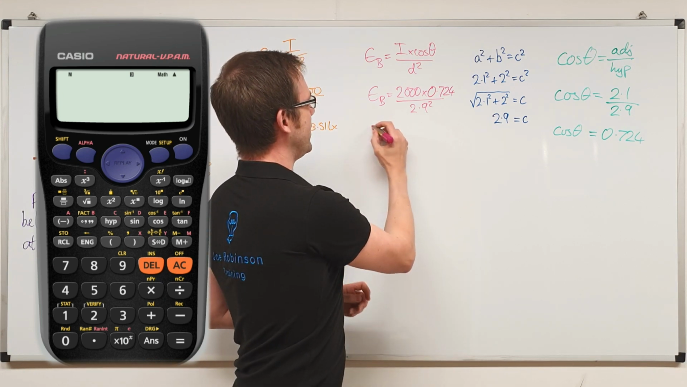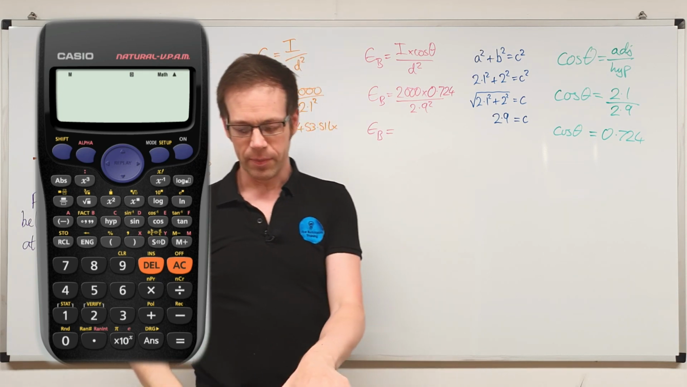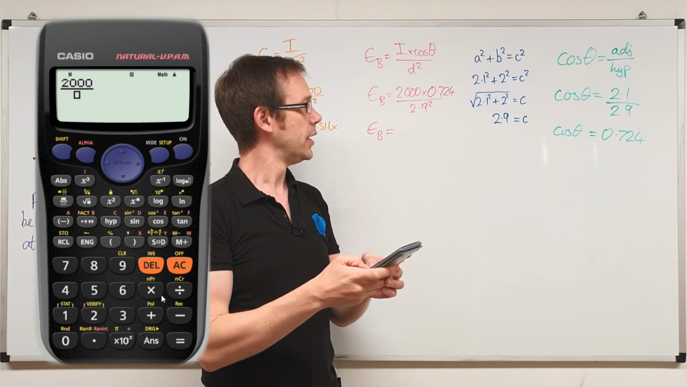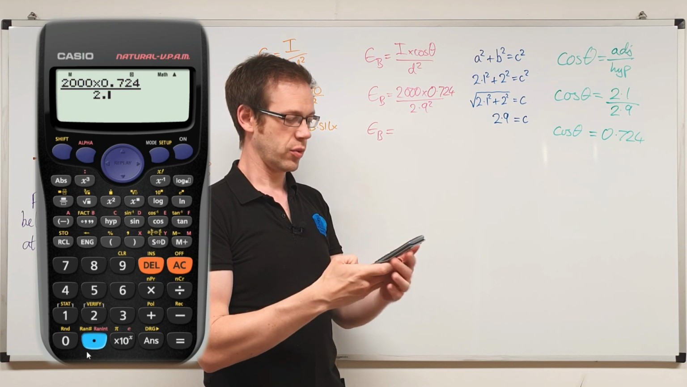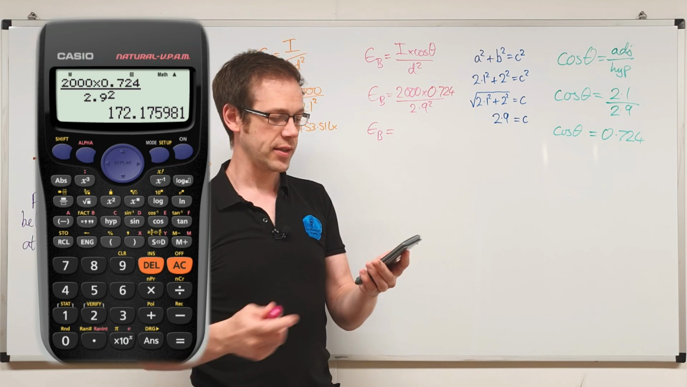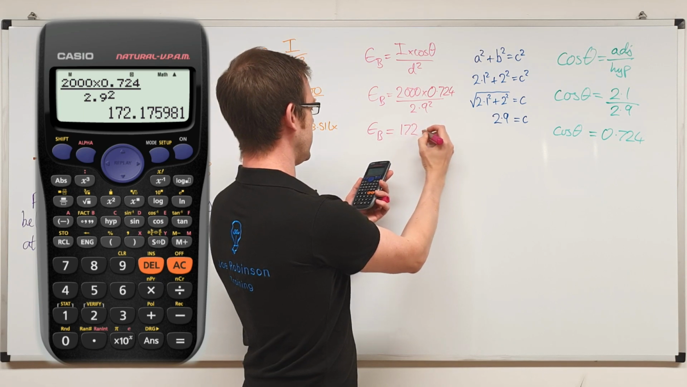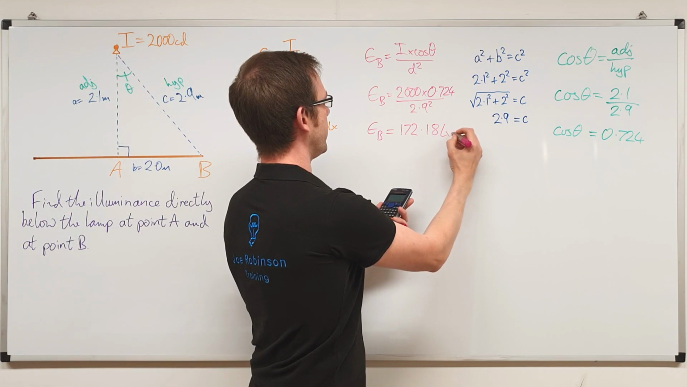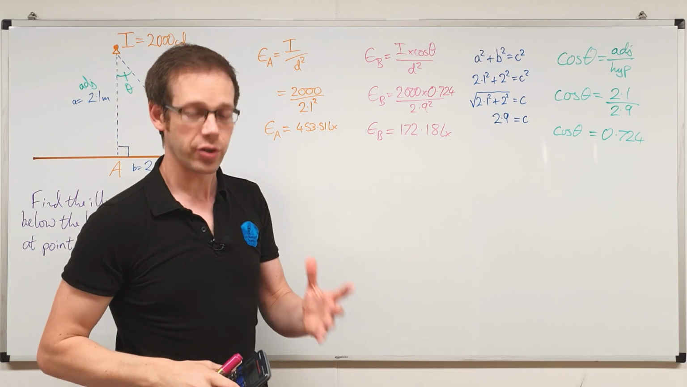So what we're going to do now is perform this calculation and figure out what the illuminance at point B is by sticking this into our calculator. Again, I like to use the fraction button. So we've got 2000 times 0.724 divided by 2.9 squared. So 2000 times 0.724 divided by 2.9 squared. And that's going to give us an illuminance of 172.18 lux if we round that off to 2 decimal places. Happy days. So we've completed the question successfully.